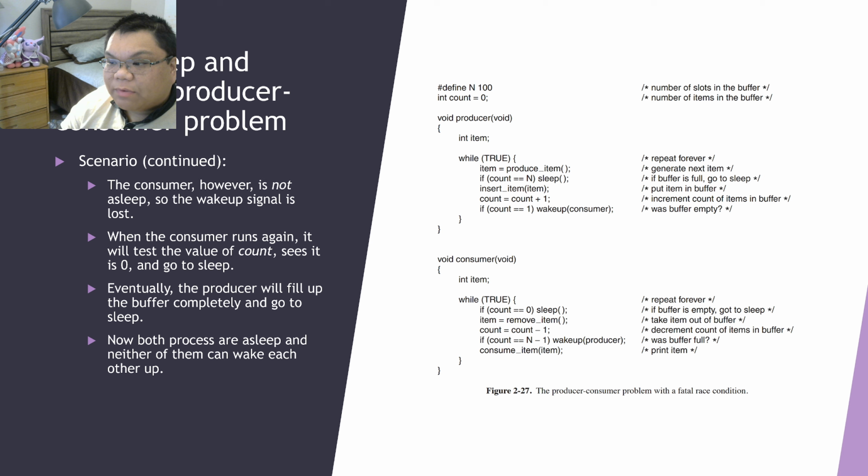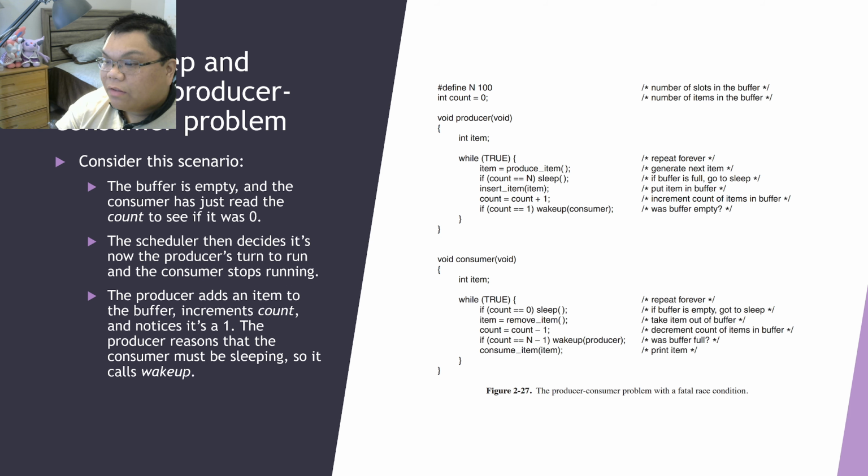So when the consumer runs again, it will test the value of count, see it's 0, and go to sleep. Eventually, the producer will fill up the buffer and go to sleep as well. And now, with both processes asleep, neither of them can wake each other up. So this is the problem here.